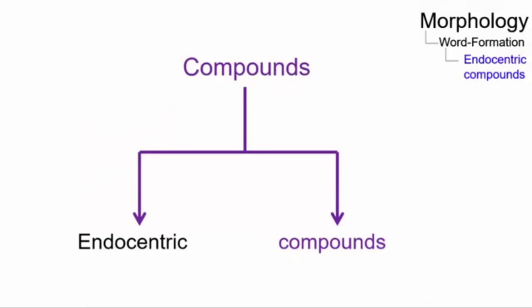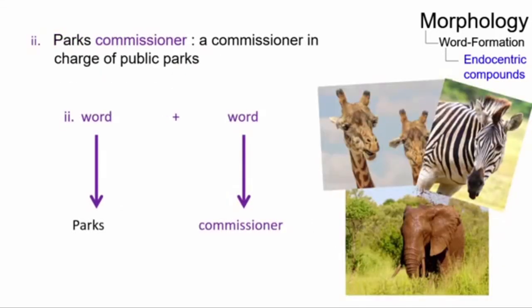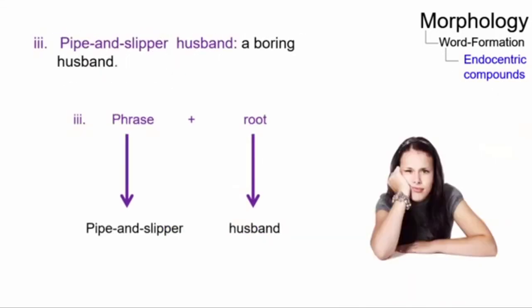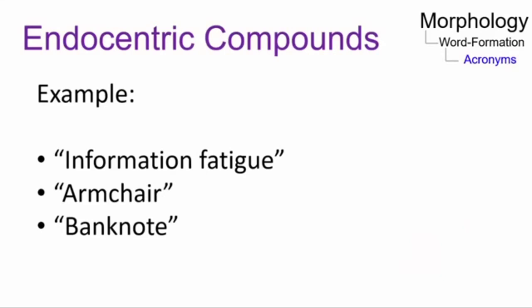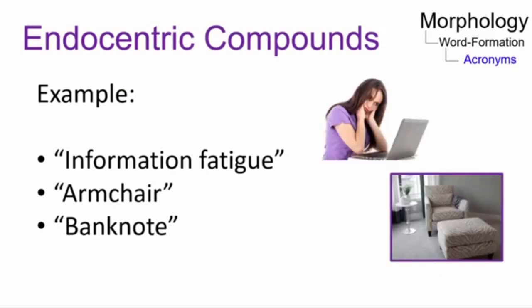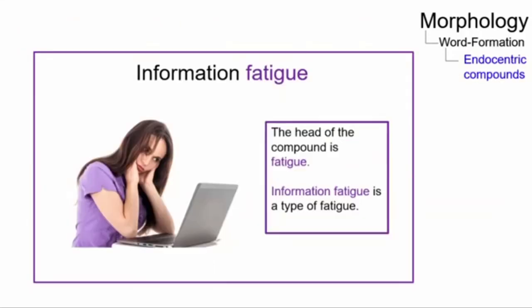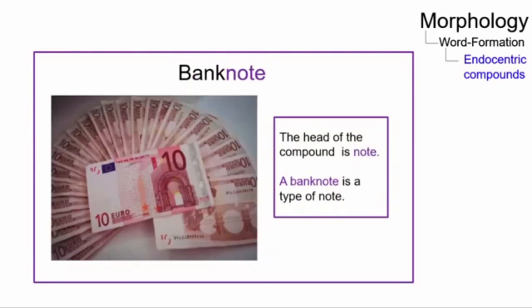An endocentric compound refers to the combination of two or more roots, words, or phrases in which the grammatical head of the compound expresses its main meaning. Examples include information fatigue, armchair, and banknote. Information fatigue is a type of fatigue, armchair is a type of chair, and banknote is a type of note.